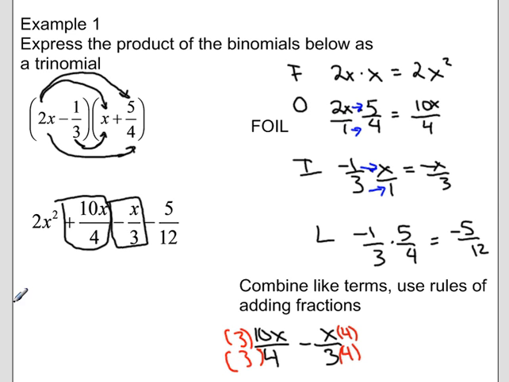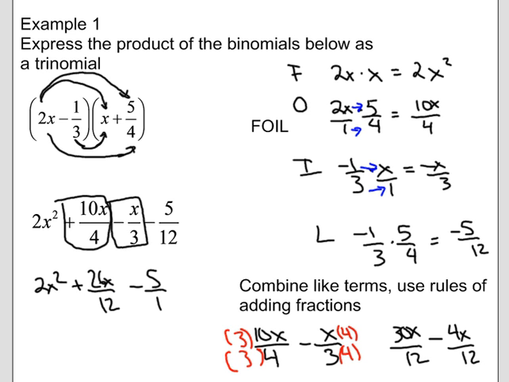So what do we get? We get 30x over 12 minus 4x over 12, which when you combine it, you get 30 minus 4 is 26, so you get 26x over 12. So you get 2x squared plus 26x over 12 minus 5 over 12.